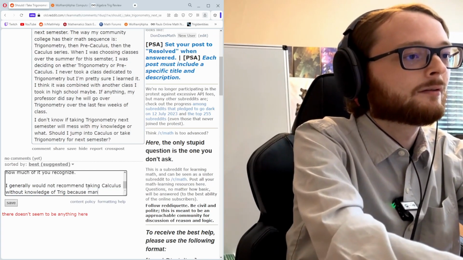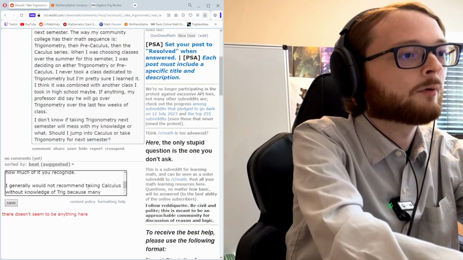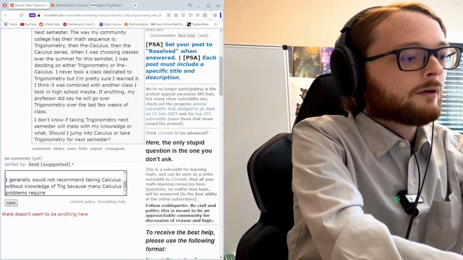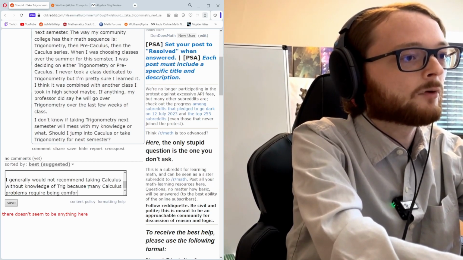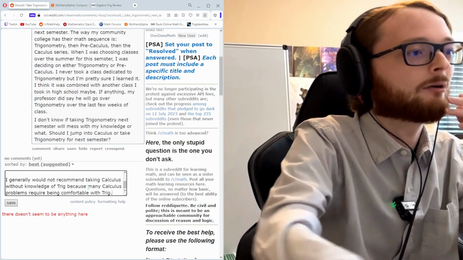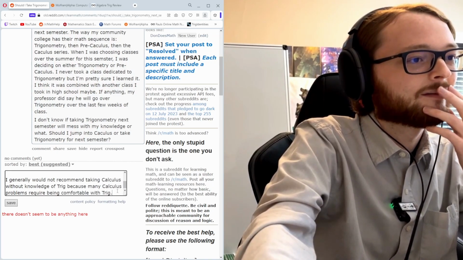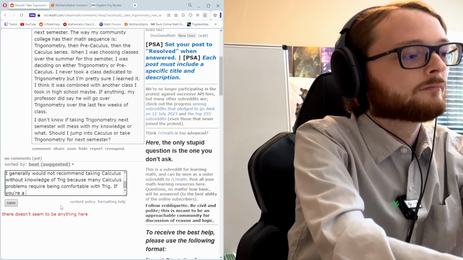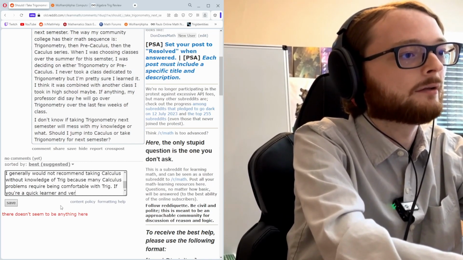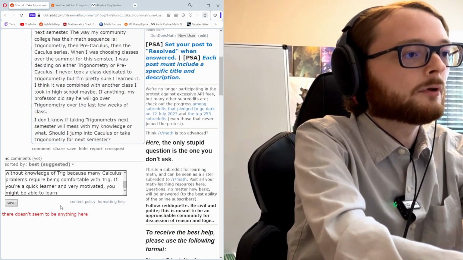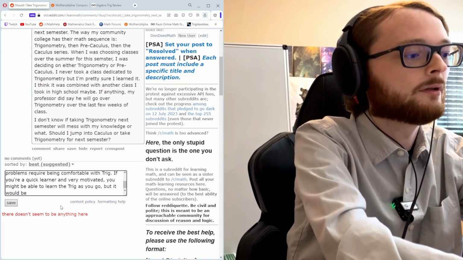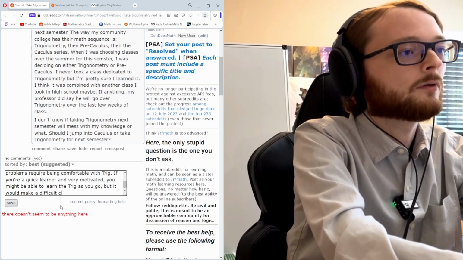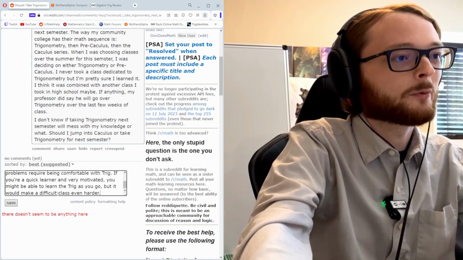Because many calculus problems require being comfortable with trig. Maybe I want to make this part of the sentence stronger, but I think it's okay. If you're a quick learner and very motivated, you might be able to learn the trig as you go, but it would be difficult. It would make a difficult class even harder, because calculus is hard enough on its own without having to learn trig at the same time.